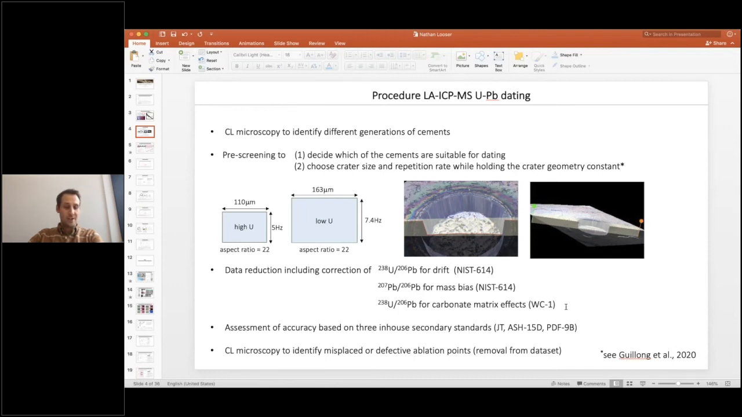Okay, after the session, or actually during the session, we also measured three different in-house standards, JT, ASH15D, and PDF9B, to assess the long-term accuracy and reproducibility of the ages that we get. And finally, after the measurements, we do CL microscopy again to really check if we caught all the carbonate phases, and we identify misplaced and defective ablation points, which we then remove from the data set.